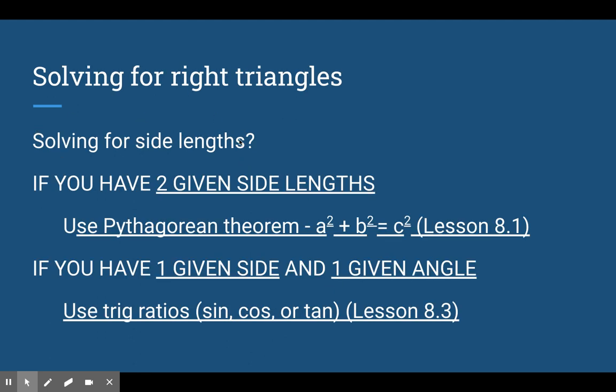If you're solving for side lengths, the two ways that we can solve for side lengths is Pythagorean theorem and trig ratios. The way that you know which one to use: if you have two given side lengths, that means you're going to use Pythagorean theorem, a squared plus b squared equals c squared. That's from lesson 8.1. If you have one given side and one given angle, that is how you know you're going to use trig ratios, either sine, cosine, or tangent, and that's from lesson 8.3. So if you are ever solving for side lengths, you're either going to use Pythagorean theorem or trig ratios.